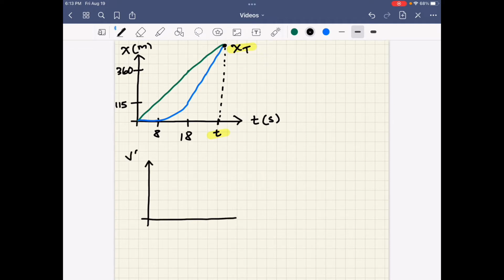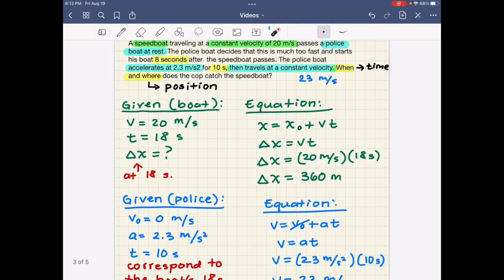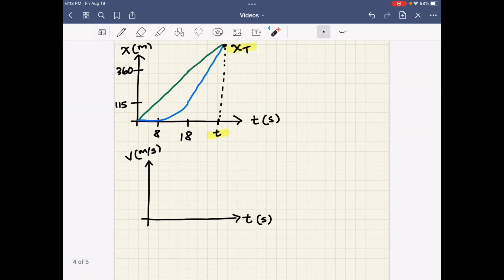This is velocity, meters per second. This is time in seconds. And the two velocities we have are 20 for the boat, and then 23 for the police, right? So we'll say maybe this is 20 and this is 23, right?